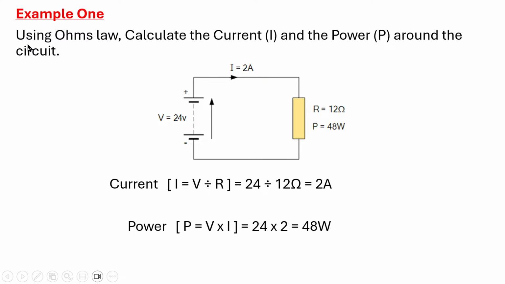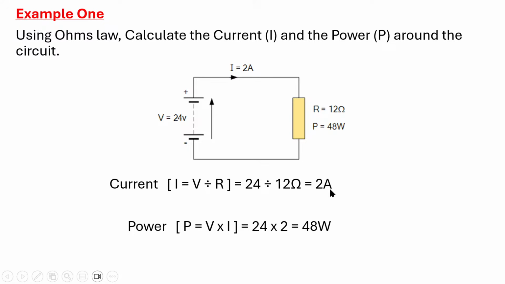So let us look at a simple example to understand Ohm's law. Using Ohm's law, calculate the current I and the power P around the circuit. So your current I is equal to voltage divided by resistance. In the question, you have your voltage to be 24 volts and your resistance to be 12 ohms. So by the time you divide this by this, you are going to get your current as 2 amps.